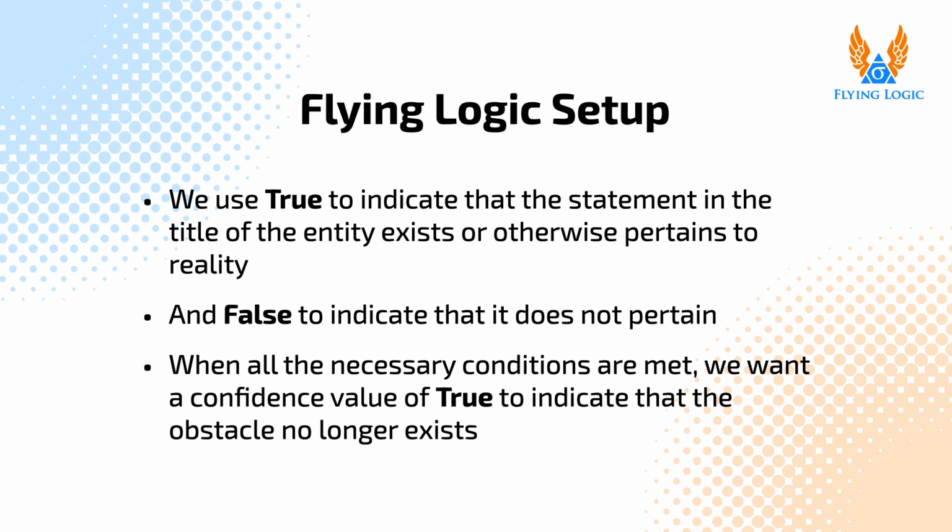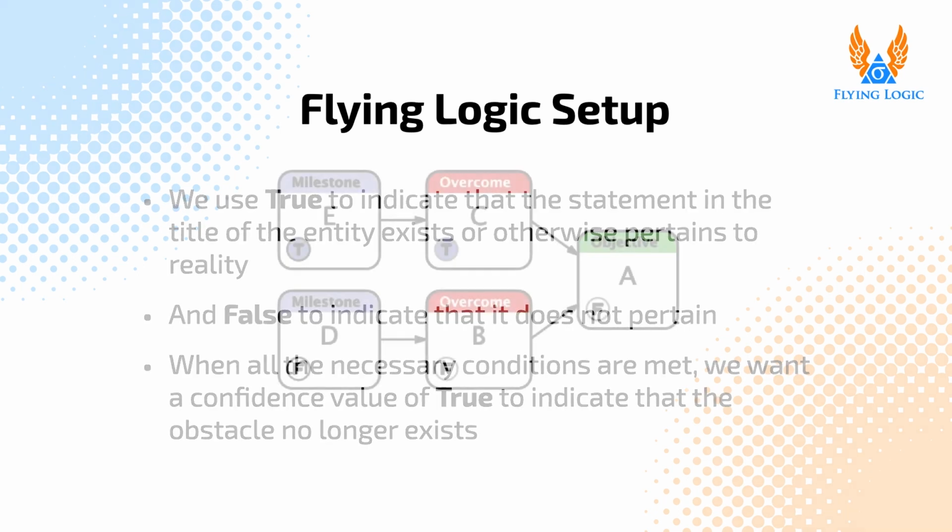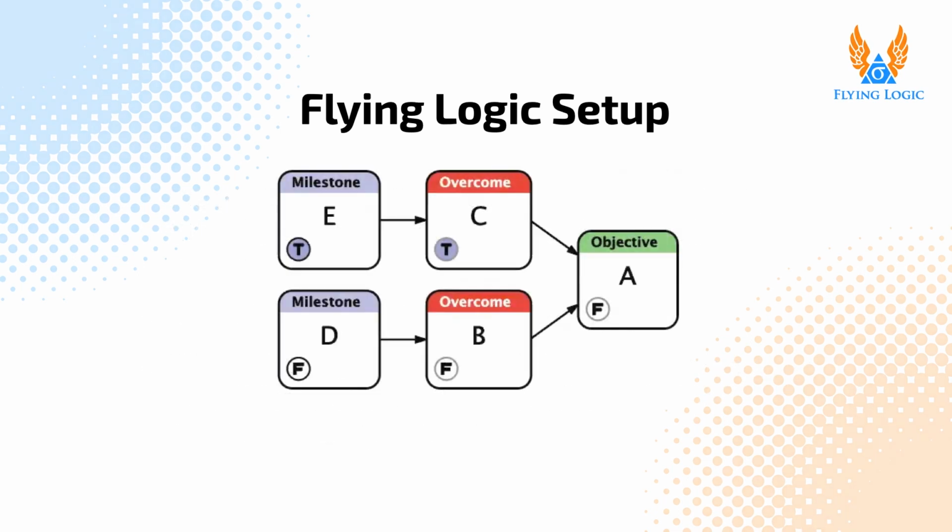So, when dealing with overcome entities, it is easy to think of false as meaning we have not yet overcome this. The obstacle exists. And true as meaning we have overcome this. The obstacle no longer exists. Thus, if every entity in our prerequisite tree does not have a confidence value of true, it is easy to see at a glance what we still need to accomplish.